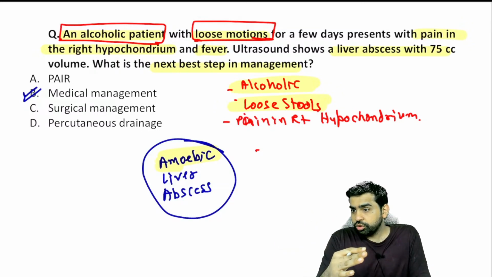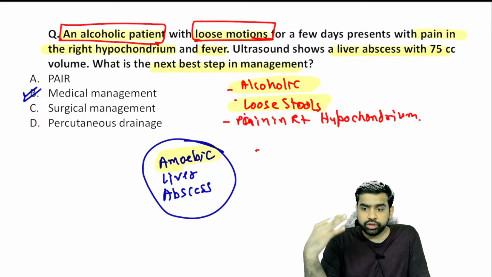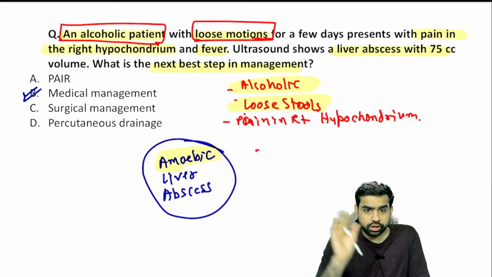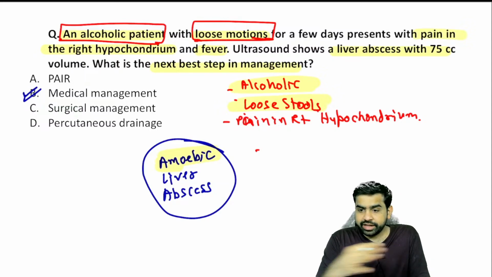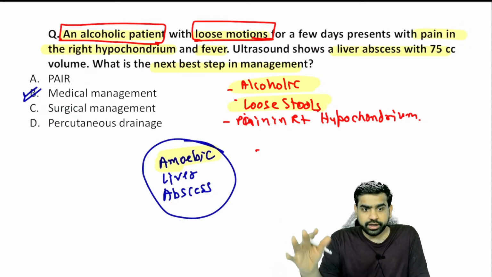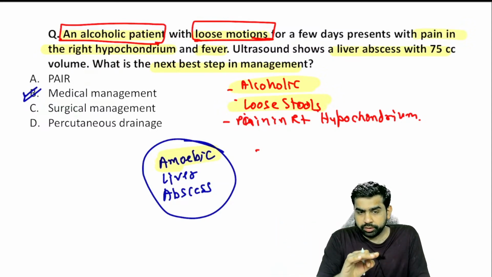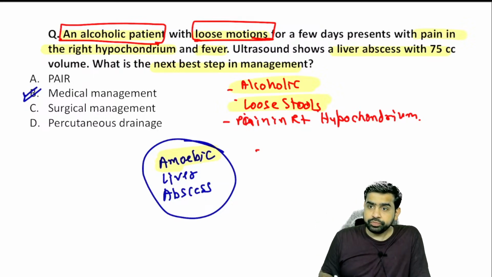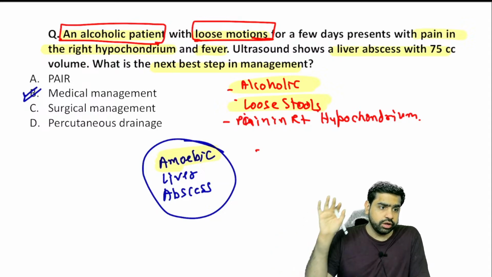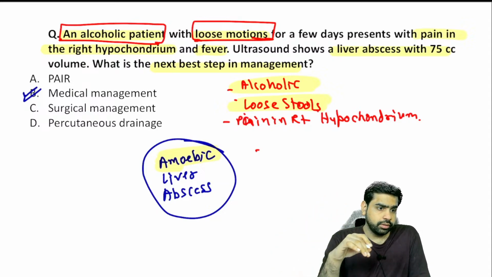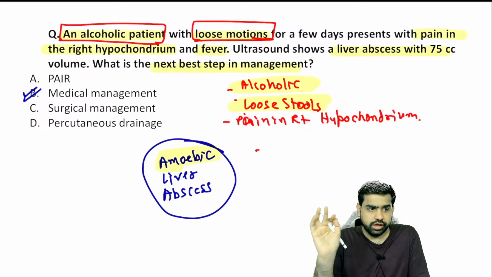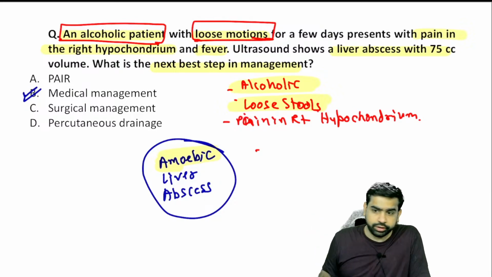Am I making some sense to you guys here? Because they want you to think in terms of the amoebic liver abscess, and the management of the amoebic liver abscess is a medical management, which is metronidazole. That is what they are trying to bring into your notice. I hope you're able to understand this particular point. So the diagnosis is amoebic liver abscess, and drainage is basically for the aspiration and the drainage. Yeah, that's fine. Okay, right.